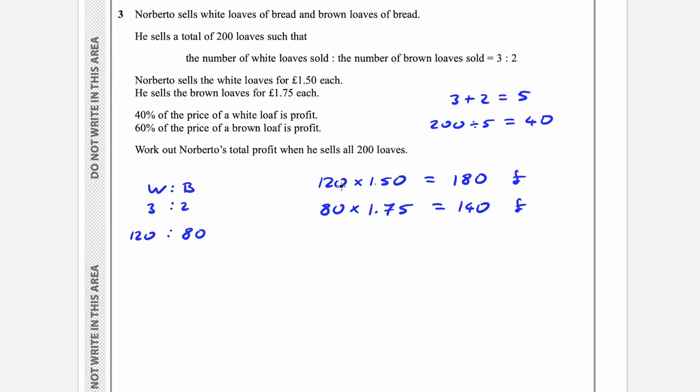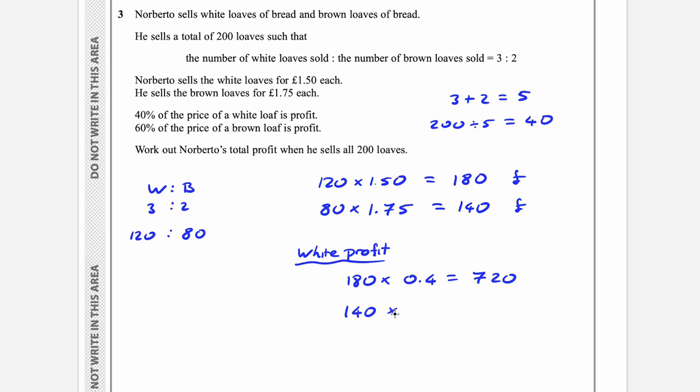This is quite a long question, guys. So the profit on the white. Let's call this white profit. The white profit is 180 times 0.4, because remember he makes 40% profit. So 0.4, guys, of this is going to be 72. Guys, use your calculator. I don't know why I'm able to do all these in my head at the moment, but I can. And then let's hope I'm right.